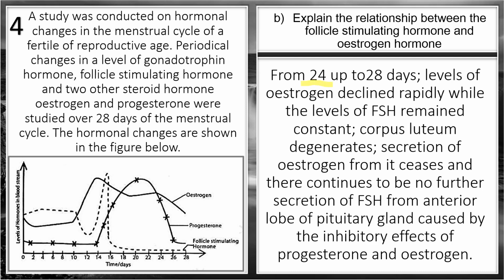From the 24th day to the 28th day, the level of estrogen declined rapidly, while the level of follicle stimulating hormone remained constant. The corpus luteum degenerates, therefore the secretion of estrogen from it ceases, and there continues to be no further secretion of follicle stimulating hormone from the anterior lobe of the pituitary gland, caused by the inhibitory effect of progesterone and estrogen.